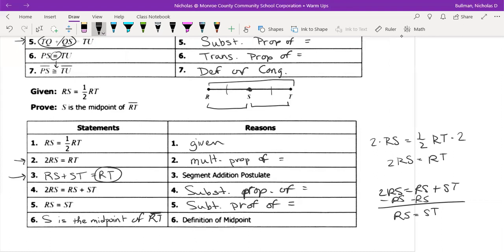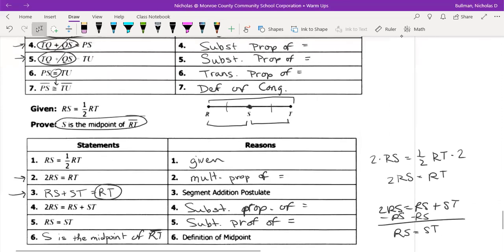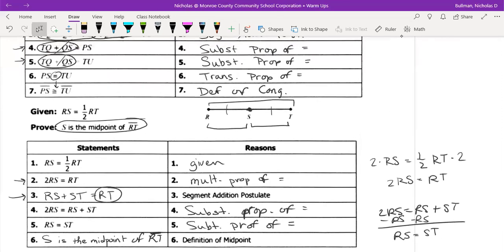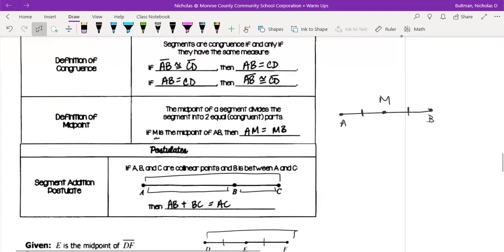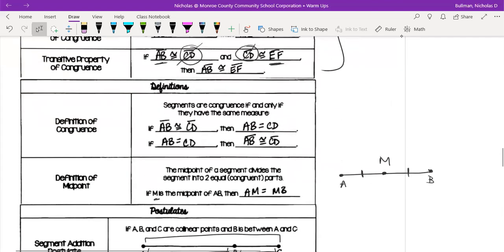Also remember too, since this is my last statement, it should be whatever it wanted me to prove. And so I'm going to look back. Does this match what it wanted me to prove? And it does. Go through your statements, go through your definitions and your postulates and your theorems, because that is what's going to help you give reasons for all of your proofs. So make sure to go back through and justify those and make sure you understand what those mean and how to use them.